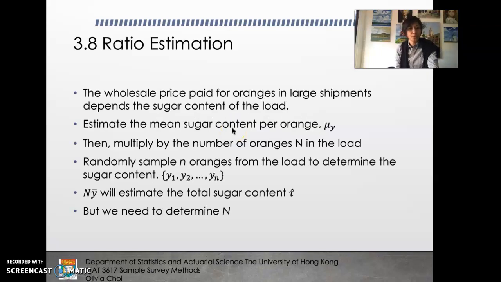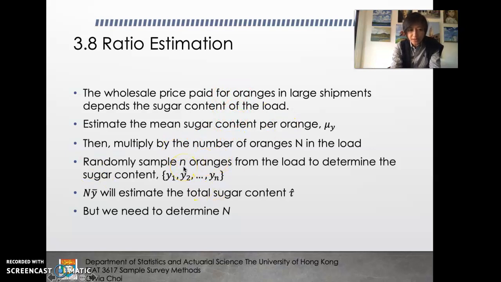Let's look at this example. The wholesale price paid for oranges in large shipments depends on the sugar content of the load. Then we need to determine what's the total sugar content of the load. First, we can estimate the mean sugar content per orange, which is μy. Then we multiply by the number of oranges, N, in the load. This is one way of estimating the total sugar content in the load.